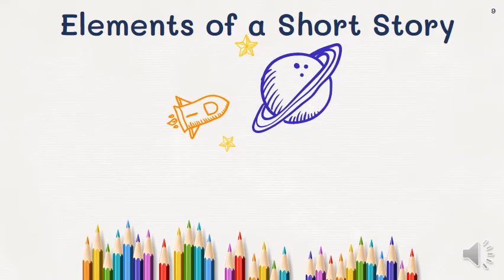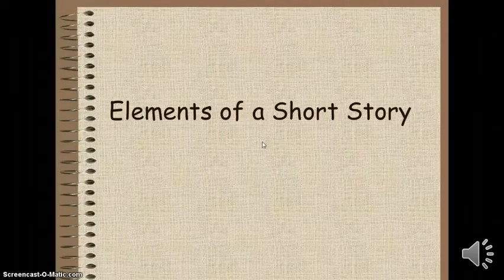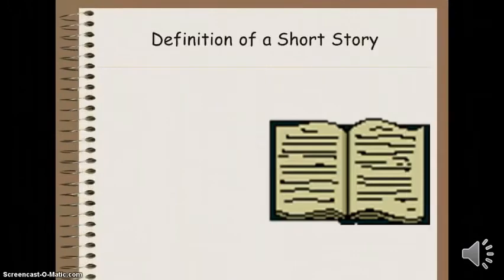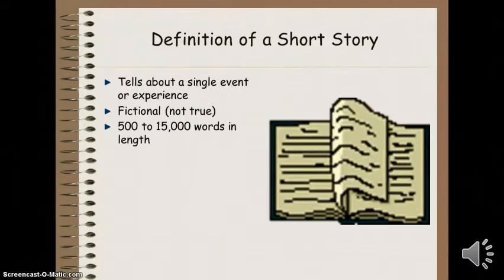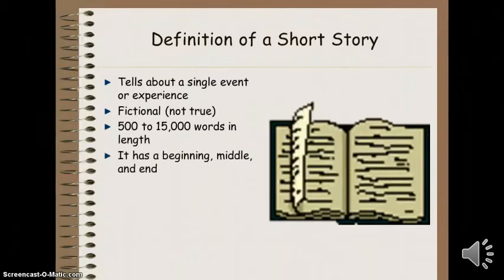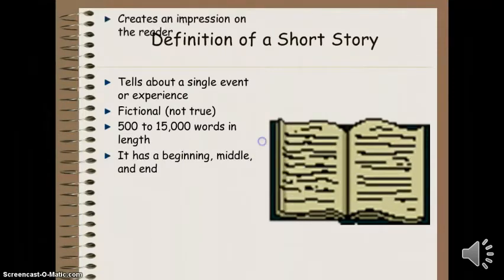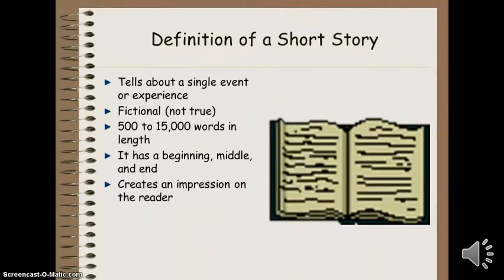So, what are the elements of a short story? These come together to create the story as a whole. A short story is defined as something that tells about a single event or experience. In other words, it's not usually multiple situations. It's fictional, not true, although it may be based on something that is true. It's 500 to 15,000 words in length. It has a beginning, a middle, and an end. And it creates an impression on the reader. It gives some sort of lesson and some sort of idea to the reader.